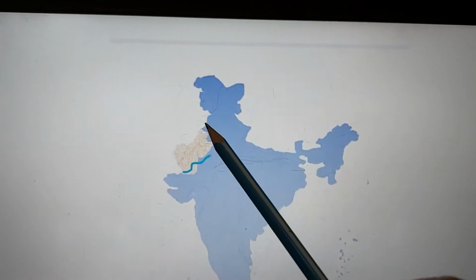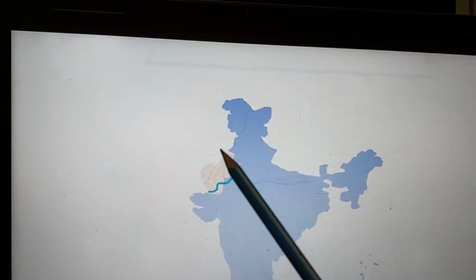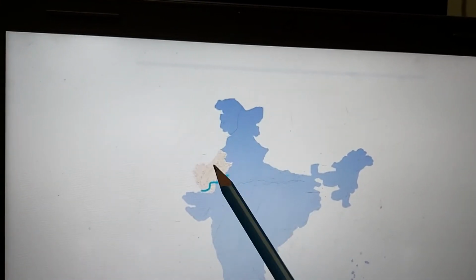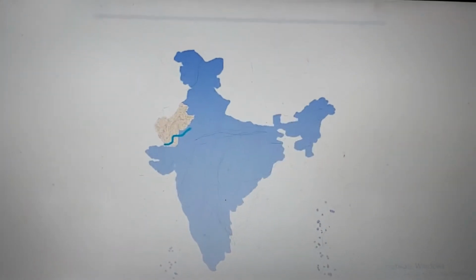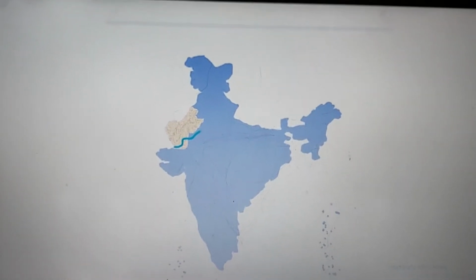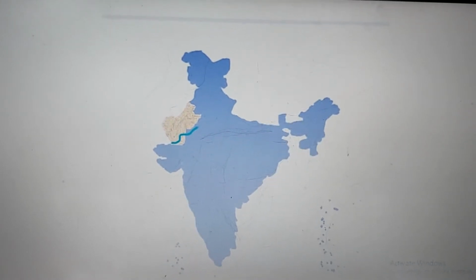And one more thing that I need to tell you, this Thar desert forms a natural boundary between India and Pakistan. Pakistan is here, India is here, forming a natural boundary. Okay, so this is all about our Thar desert. Let us recap and learn what you need to know about the Thar desert.